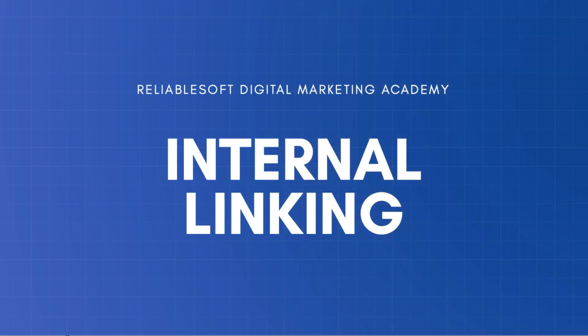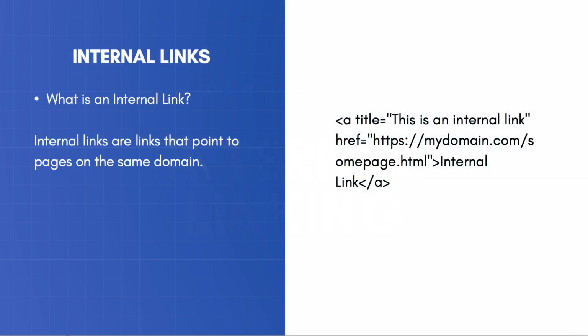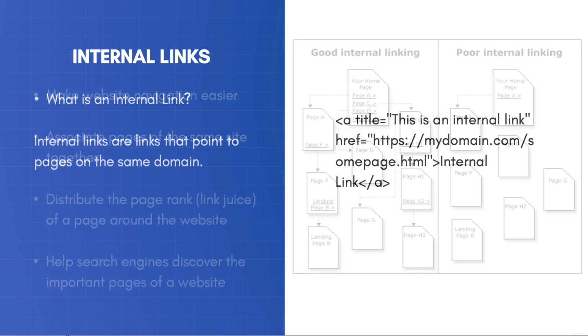Internal links. A web page can have two types of links. The first type is what we call external links, and these are links pointing to pages outside the boundaries of the website. The second type is links that point to pages in the same domain. These are called internal links. Let's see why using internal links is important.